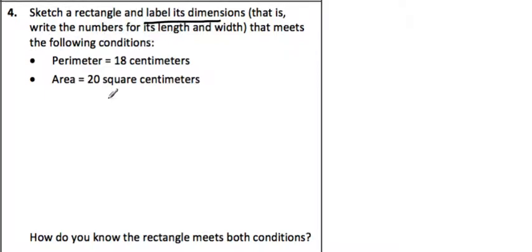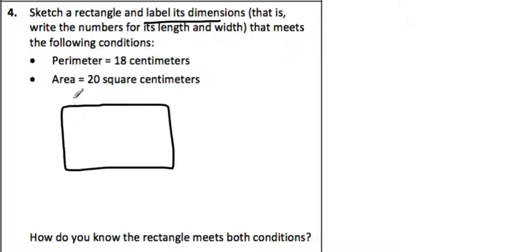That meets the following conditions. Perimeter is 18, area is 20 square meters. Okay, so here's the deal. This is actually not all that different from that square box problem, the magic box problem, if you will. The area being 20 square centimeters tells me something really important. Whatever this number is, times whatever this number is, the length times the width, does equal 20.